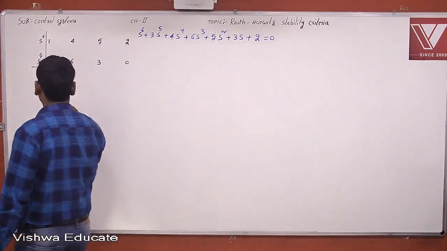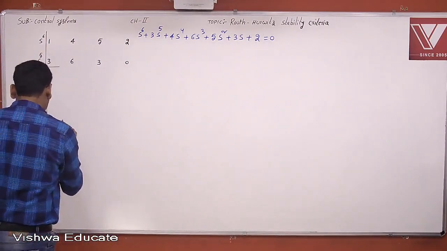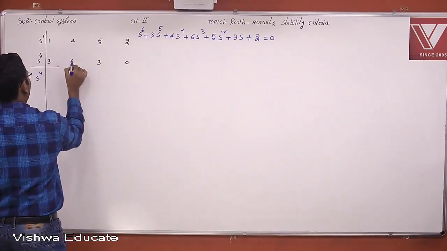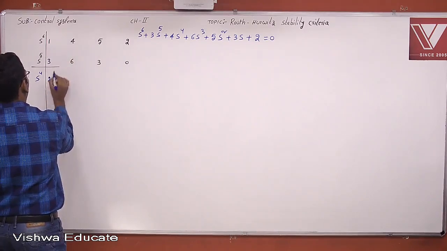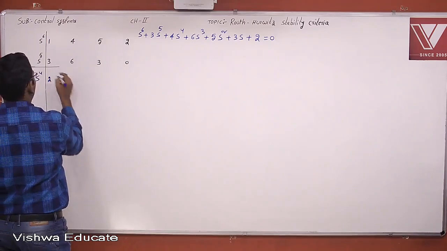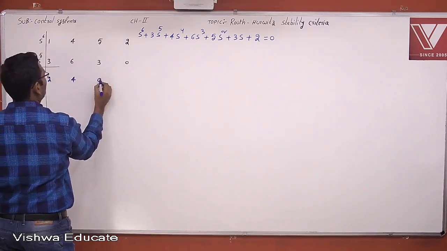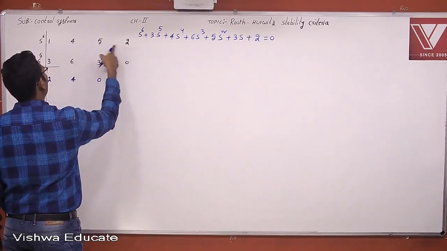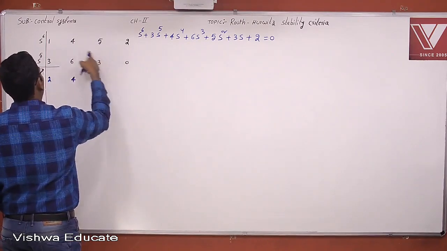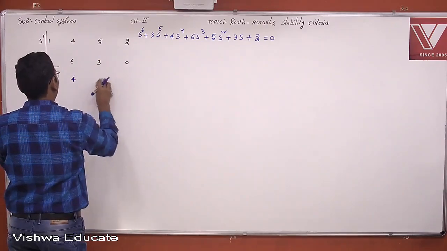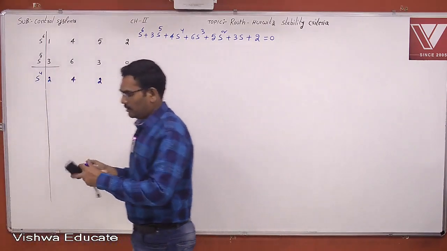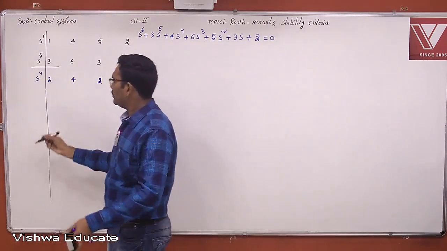Now this is the third row, which is s power 4. 3 into 4, 12. 12 minus 6, 6 by 3, 2. 3 into 5, 15. 15 minus 3, 12. 12 by 3, 4, 0. Sorry, 3 into 2, 6. 6 minus 0, 6 by 3, 2, 0.